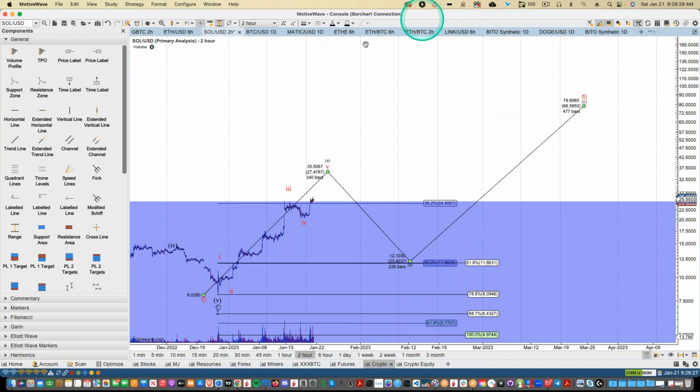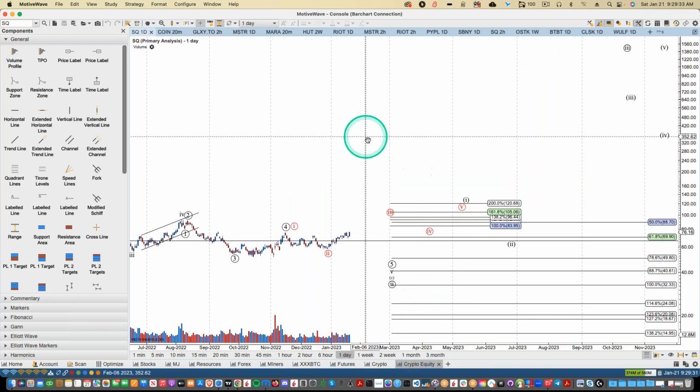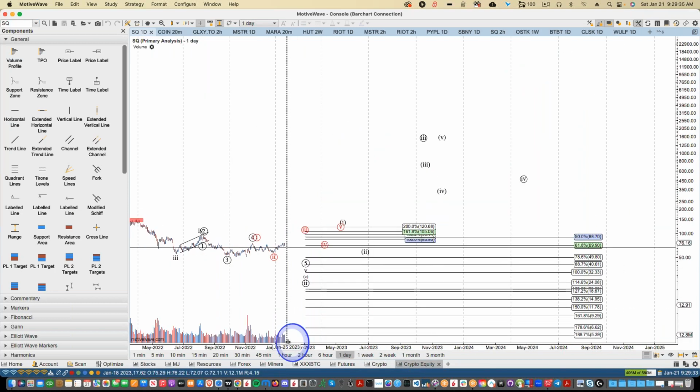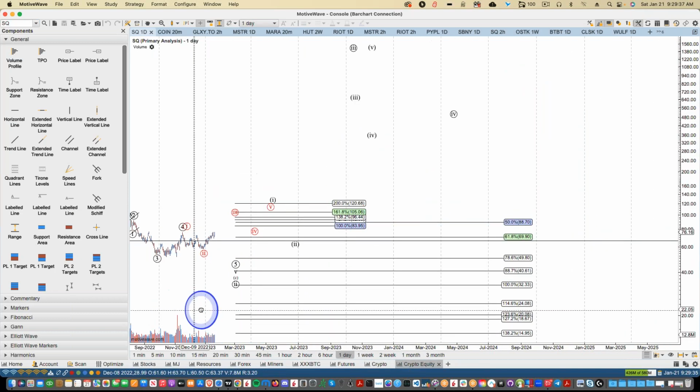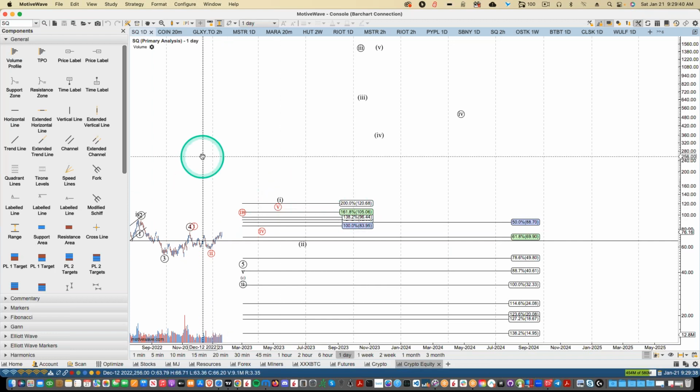SQ, this is one of those ones like I still can't believe I own this one. To be honest, it's just such a crappy chart. But if it gets this red, if it fills in red, 5 waves to 105, it could be interesting. But right now it is not the least bit interesting.